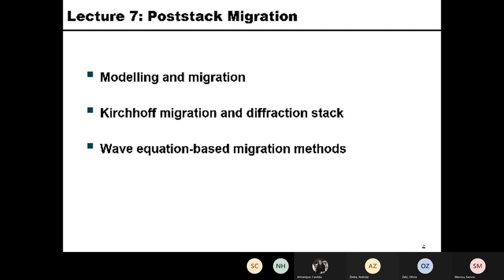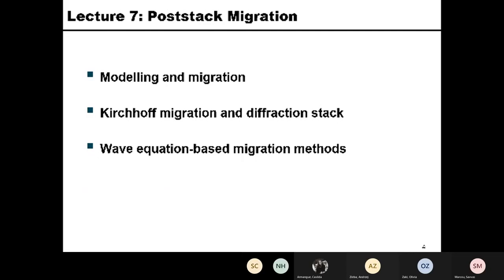I divided this lecture into 3 parts. First of all, it's a modeling and the migration. Try to give you some intrinsic concept explanation. So why do we need a migration, and how we achieve migration? How do we implement migration?